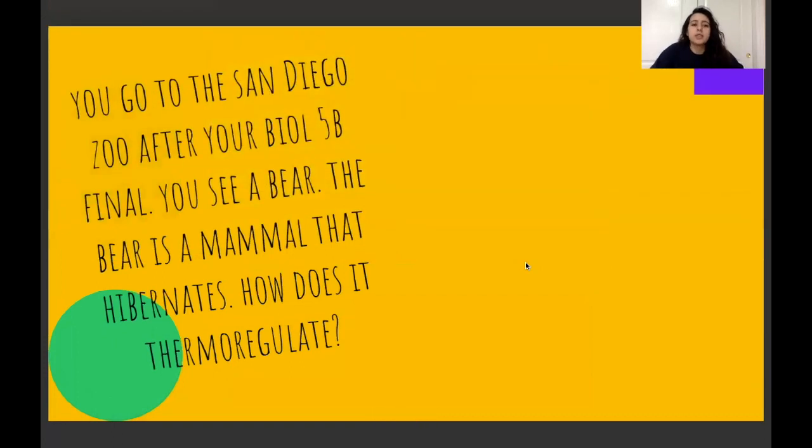You go to the San Diego Zoo, which I actually did after my Bio 5B final, and I was like, oh my God, I can't turn off my brain because everything is animals. Anyways, you see a bear. The bear is a mammal that hibernates. How does it thermoregulate? I'll give you guys a second to think of an answer.